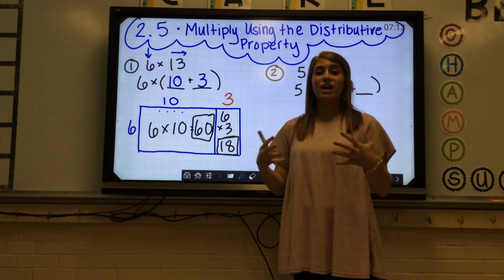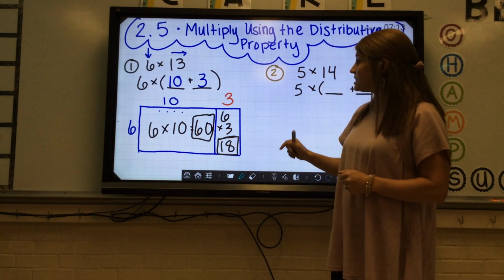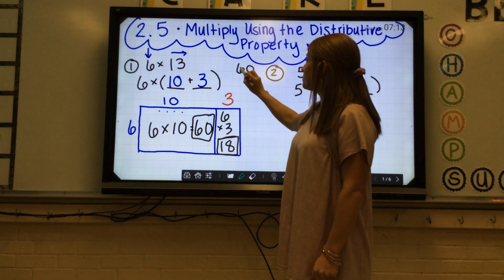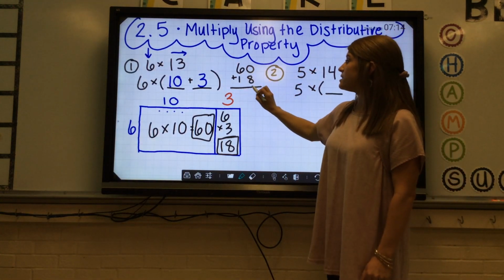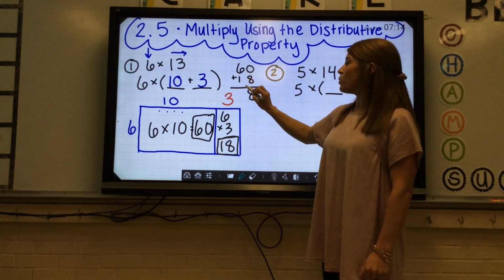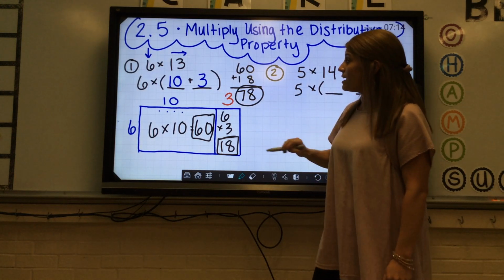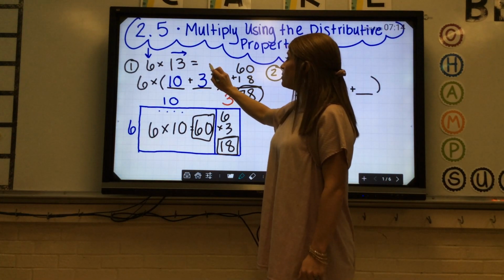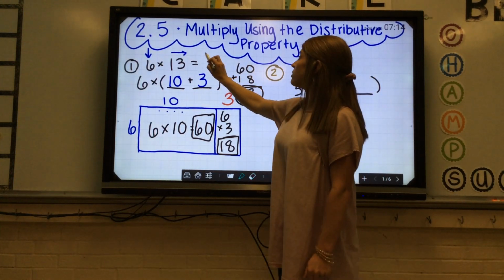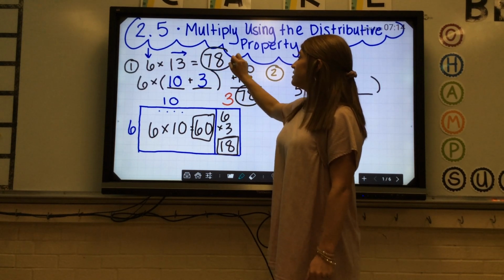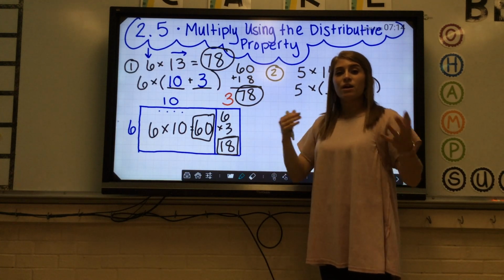Right, I'm going to have to see how much they equal together. So I'm going to do 60 plus 18. So 60 plus 18 gives me what? 0 plus 8 is 8. Very good. And 6 plus 1 is 7. Great job. So that would be our answer: 6 times 13 equals, well, not that line. Goodness. 6 times 13 equals 78. See? Isn't that a really neat way to multiply? Breaking it up like that so we can see those values.